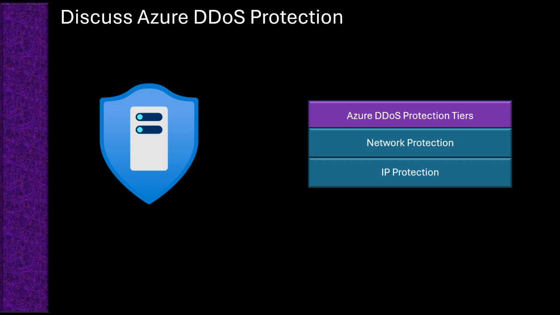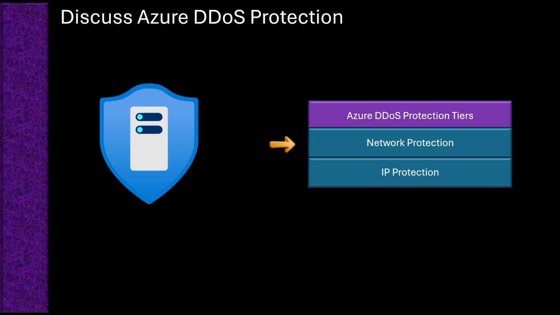There are two tiers offered by the service in Azure, namely network protection and IP protection. Network protection is designed specifically to protect Azure Virtual Network resources. It uses traffic monitoring and machine learning to adjust protection policies automatically. This helps to mitigate DDoS threats without requiring any changes to the application.